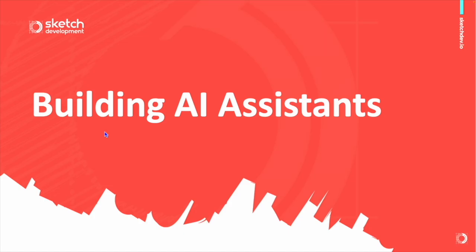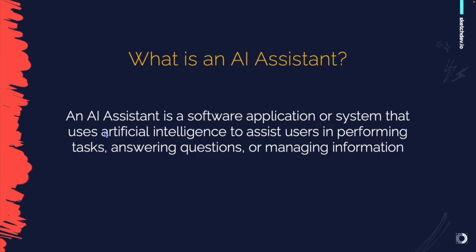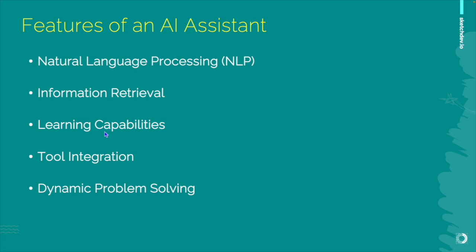In this webinar, I'm going to show you how to create a purpose-built AI assistant using the new OpenAI Assistance API. But first, what is an AI assistant? Simply, an AI assistant is a software application that uses artificial intelligence to assist users in performing tasks or answering questions or managing information. And any good AI assistant should have the following attributes.